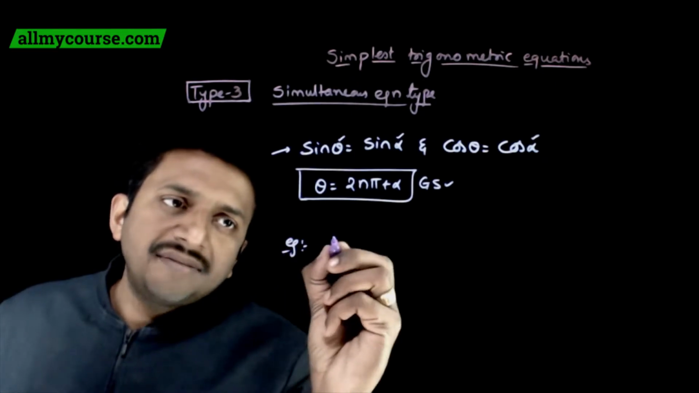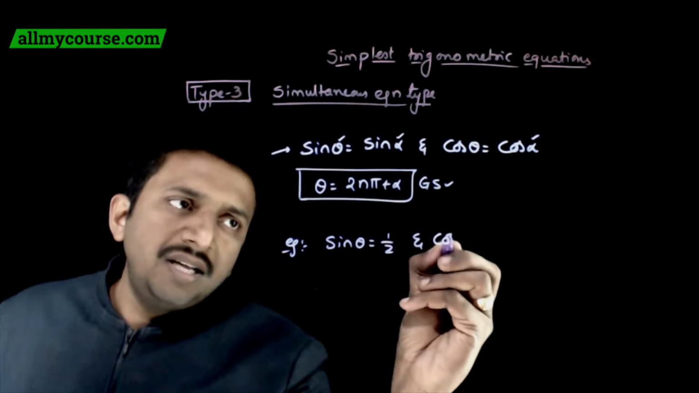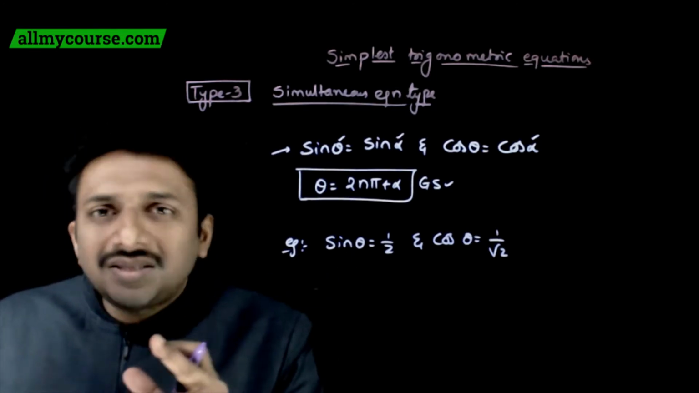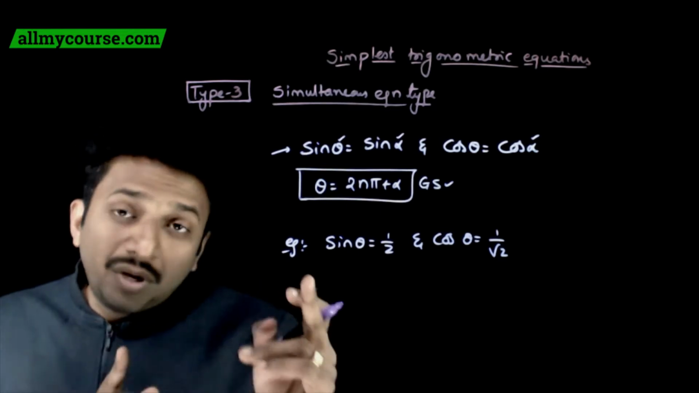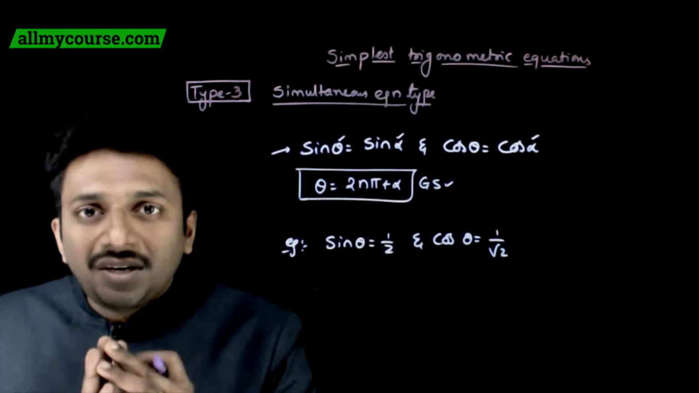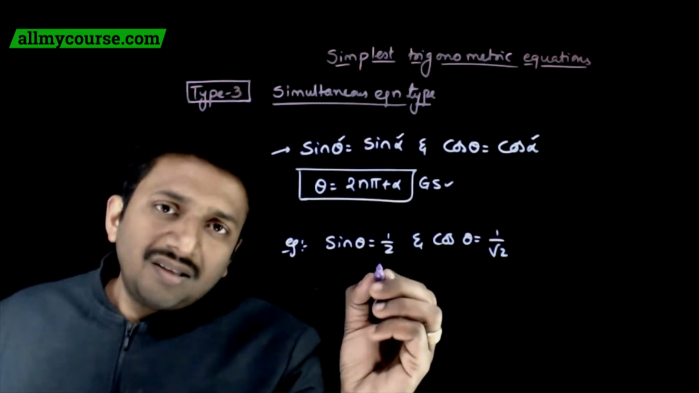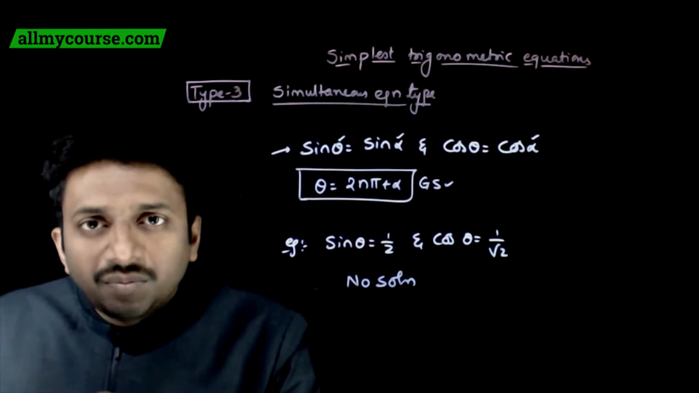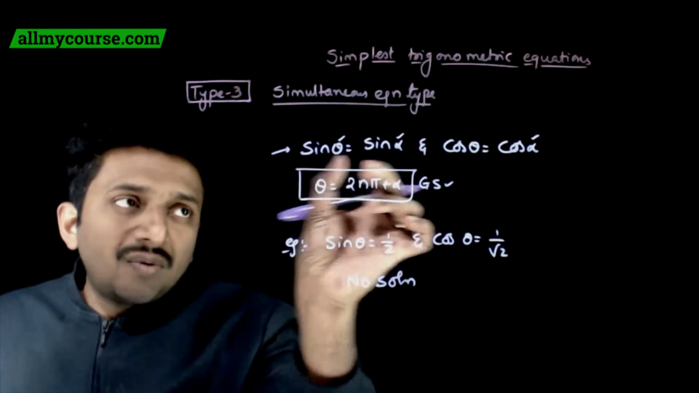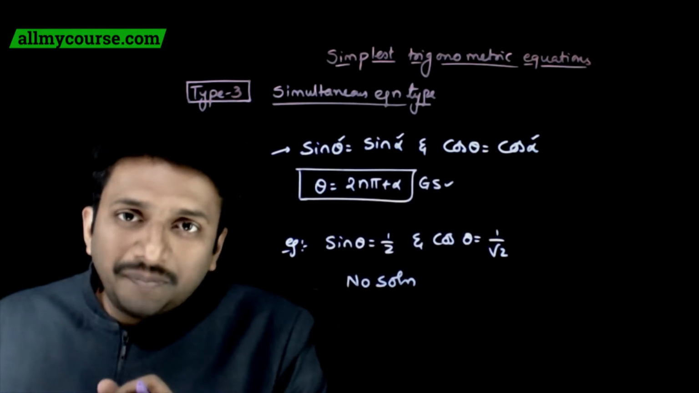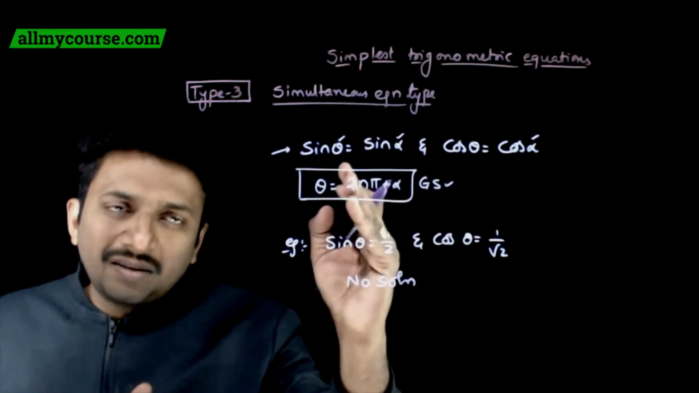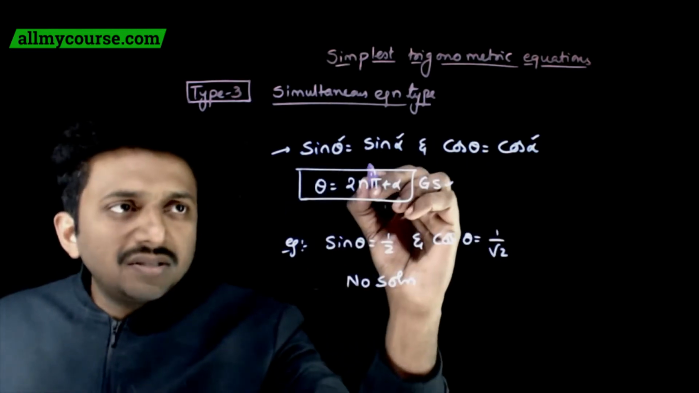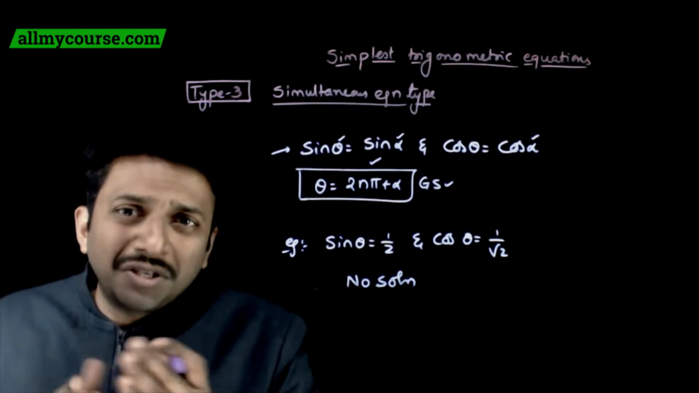For example, if you have sin theta is equal to half and cos theta is equal to 1 by root 2, you cannot have a solution for this, because when sin theta is equal to half, cos theta has to be equal to either plus root 3 by 2 or minus root 3 by 2. Only for those values of cos theta can we find the solution for theta. So if you are given these two simultaneous equations, the answer is no solution, because when sin theta is equal to half, cos theta cannot be equal to 1 by root 2. This solution has to be used if the values of the given trigonometric ratios work out nicely. And you can have any two simultaneous equations, for example a sin equation and a tan equation also. For all those simultaneous equations, the solution is 2n pi plus alpha. I hope you have understood the logic also.